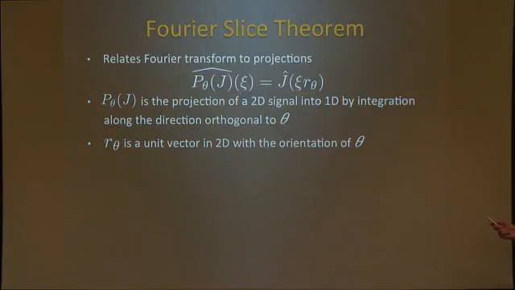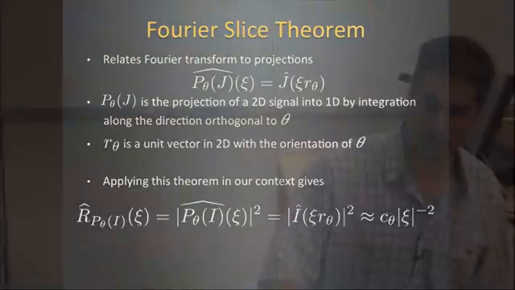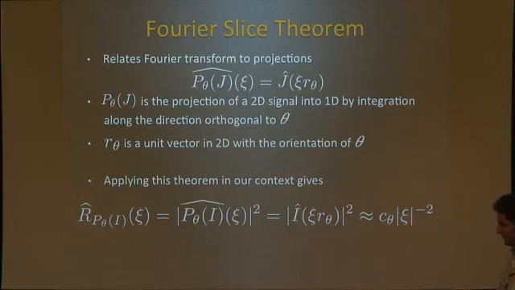The orientation vector is r theta, and this is a scalar. Okay, so omega is a two-dimensional coordinate in Fourier space, and xi is a one-dimensional coordinate in Fourier space. So applying this relation gives us the following final relation. So this is the Wiener-Khinchin relation, and now we have this relation, the Fourier slice theorem.